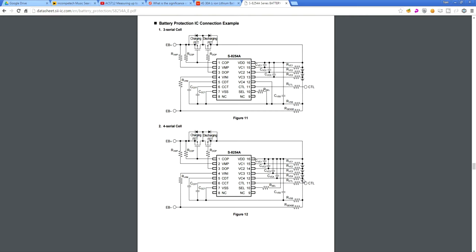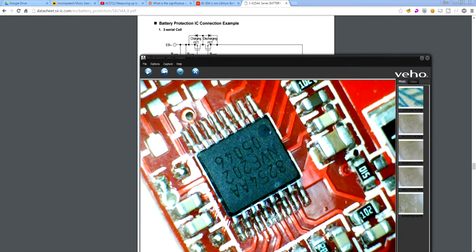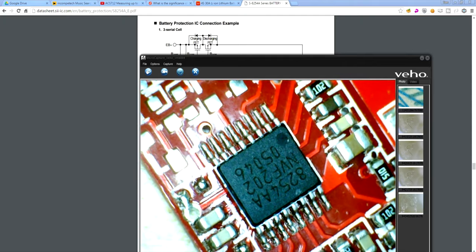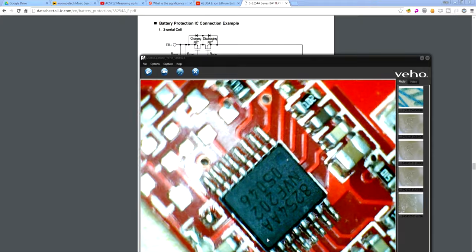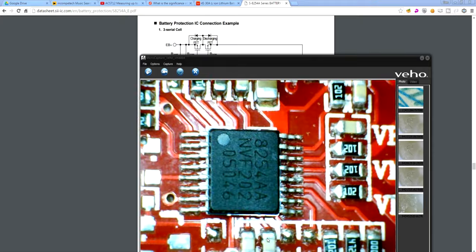Now let's take a closer look at mine. I've got the board here on a microscope. Well, not a microscope, it's a sort of little monocle thing with a lens on it. Let's orientate it around the right way. So we have pin 1 top left.